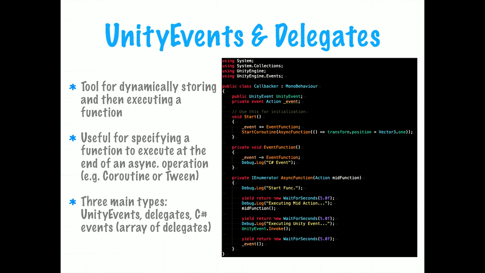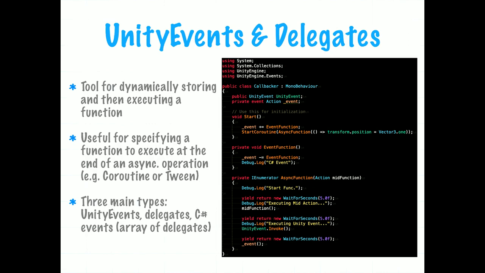And finally, we have a delegate. This is one delegate that gets called as well at some point in the function. In this case, it's going to be an anonymous lambda function, which takes the transform position of this current mod behavior, and it makes it Vector3.one, basically one comma one comma one.